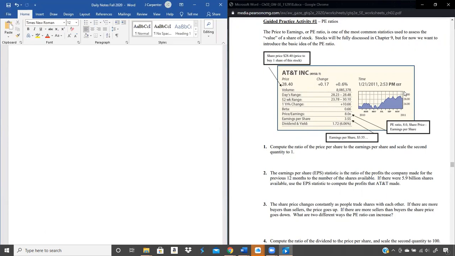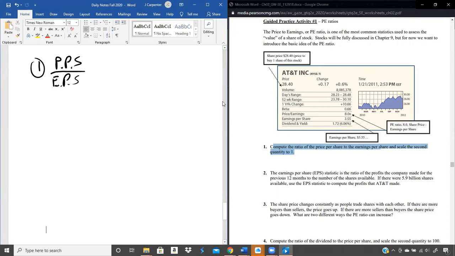All right, so getting to the point, they ask us to, number 1, compute the ratio of the price per share to the earnings per share. So they ask us to make a ratio. They want us to make a fraction, with the price per share in the top and the earnings per share in the bottom, and then they want to scale the second quantity to 1. So for number 1, it's going to be price per share over earnings per share.